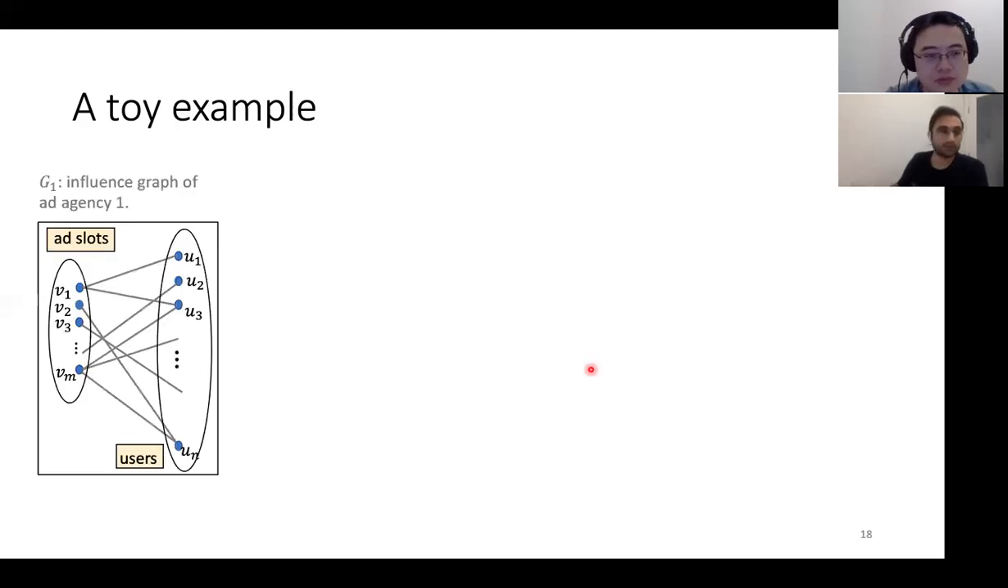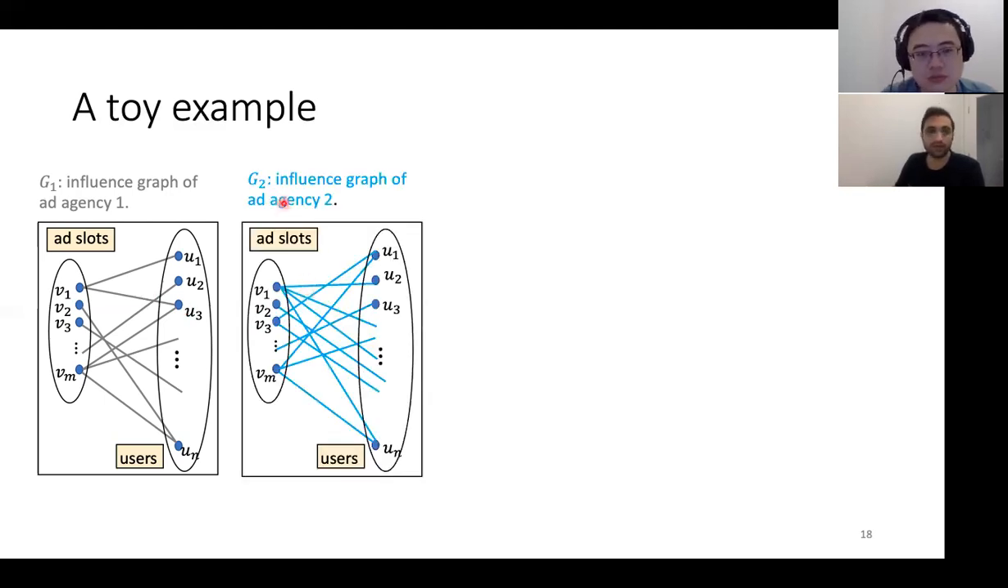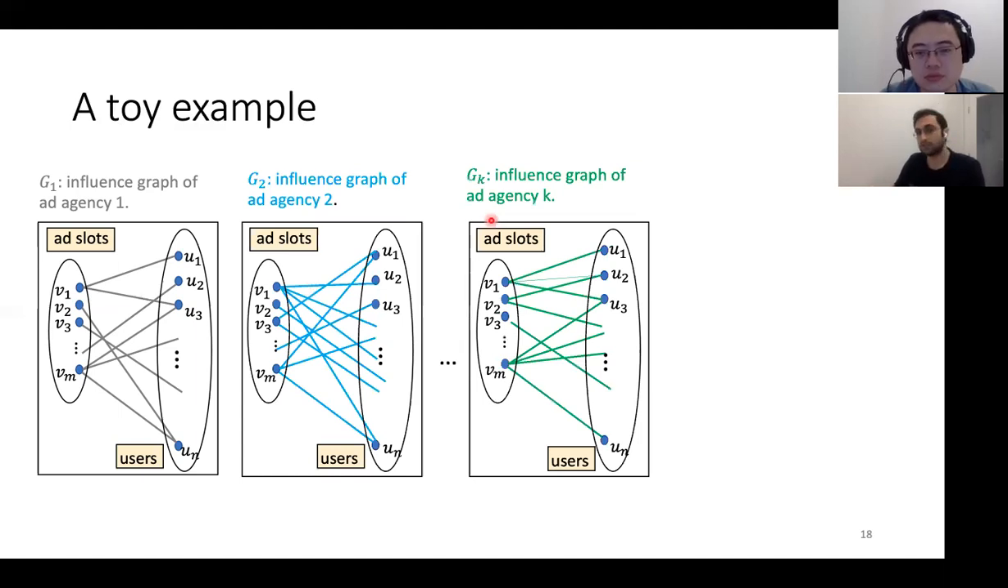Let's say we have a set of ad slots, V1 to Vm, and we have a set of users, U1 to Un. And then we have an influence graph, G1, which corresponds to ad agency 1. So it means that if ad agency number 1 puts an ad on slot V1, then it's going to influence user 1 and user 3. Okay. And then for ad agency number 2, we have a different graph, the same set of users, the same set of ad slots, but the edges are different. And the edges are specified by this ad agency number 2. And so on. And the same for ad agency number k.